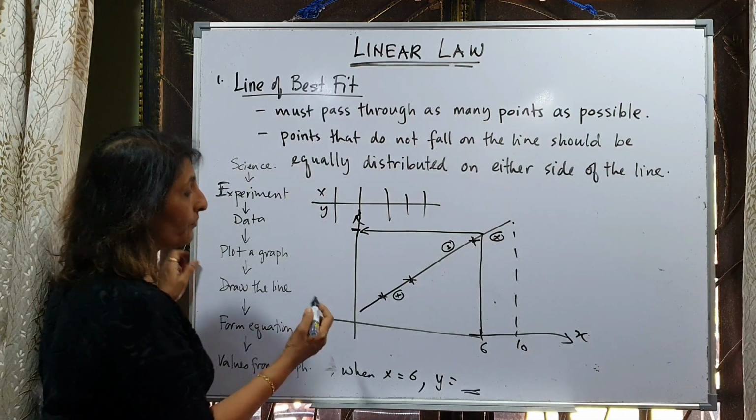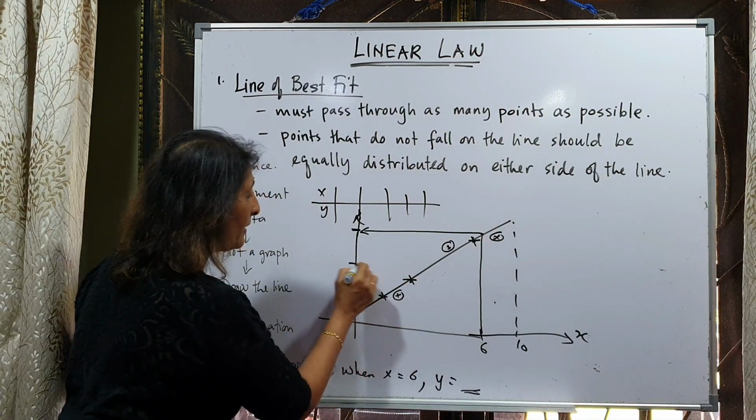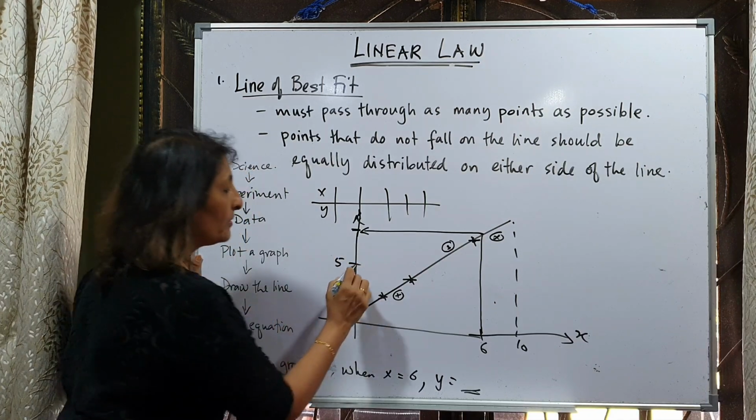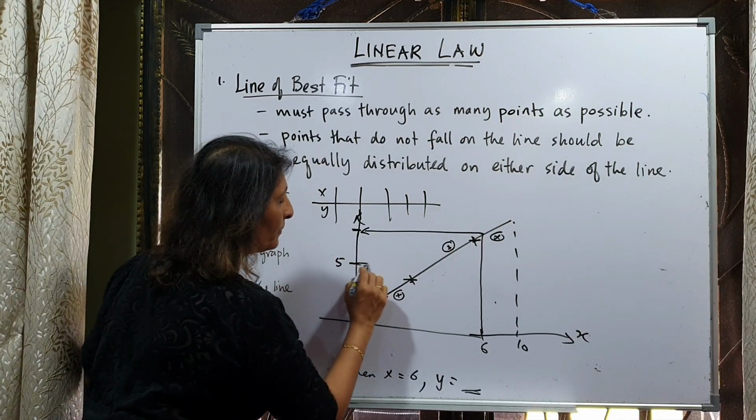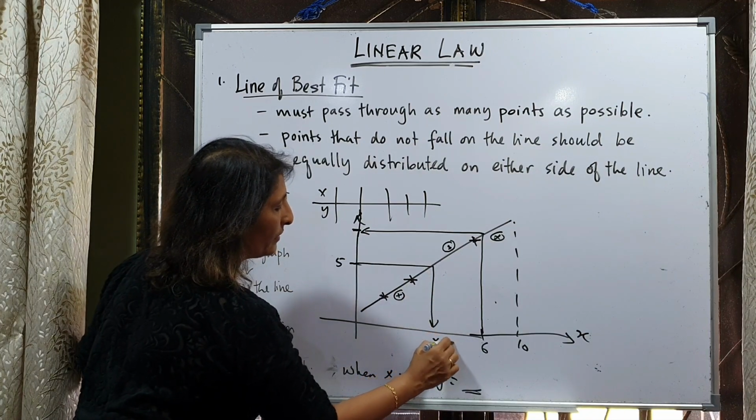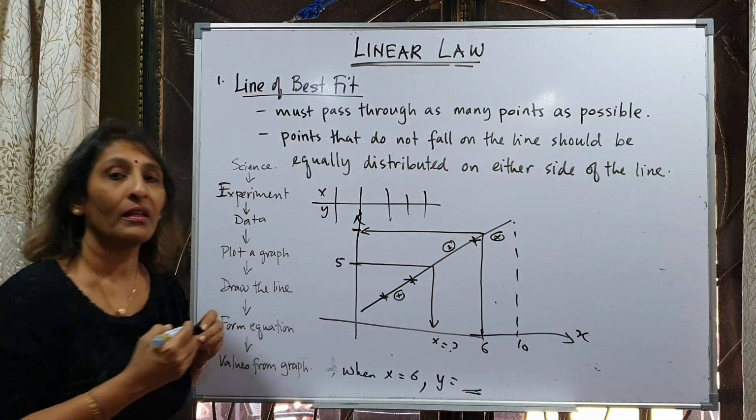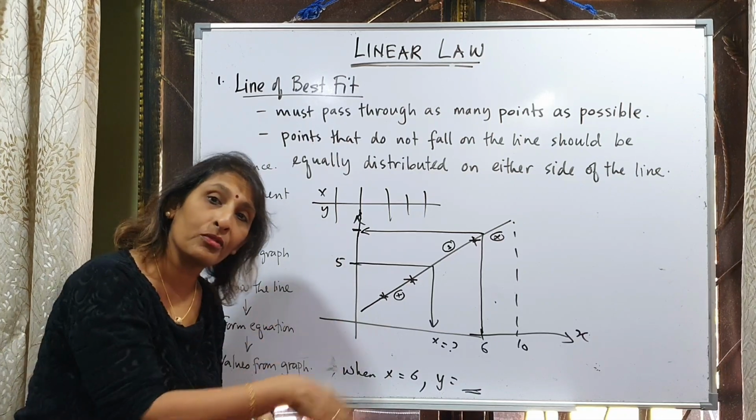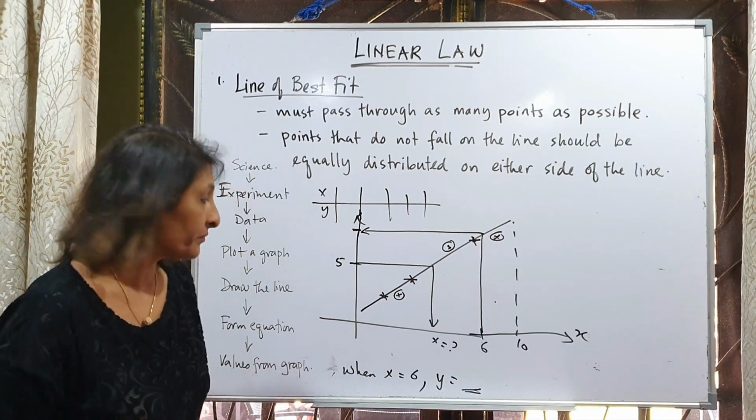Or if you want to find x when y is 5, same thing. When y is 5, you go to the graph and read the value down here and you get your x value. This is all called interpolating, finding values within the range that you have drawn.